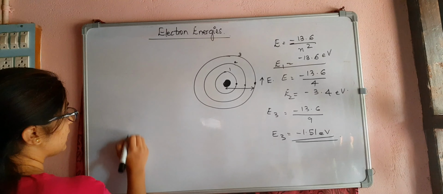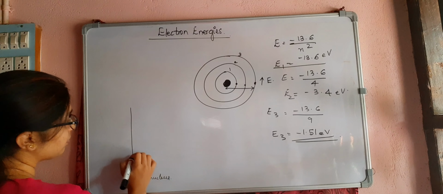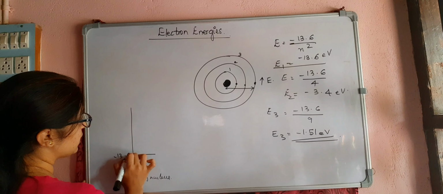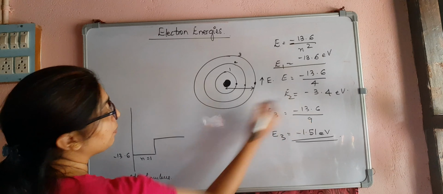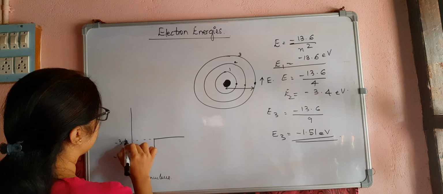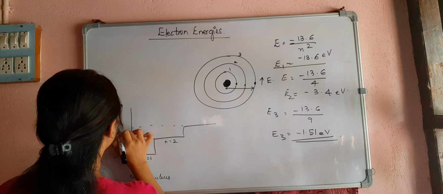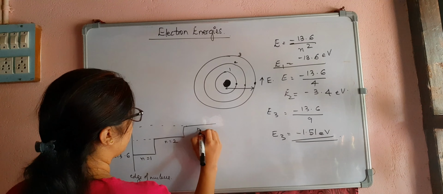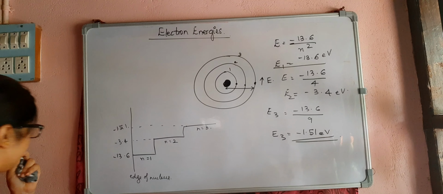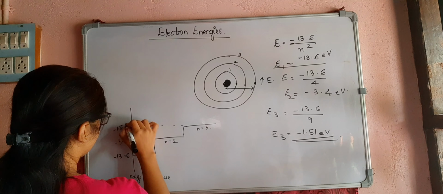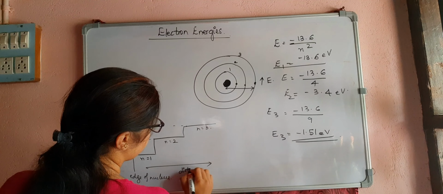So we can say, if this is the nucleus, the edge of the nucleus, if I consider, here you have minus 13.6. This is for n is equal to 1. Then you have minus 3.4, this is for n is equal to 2. And then you have minus 1.51, that is for n is equal to 3. Electron volts, this is your energy. This is the distance from the nucleus.